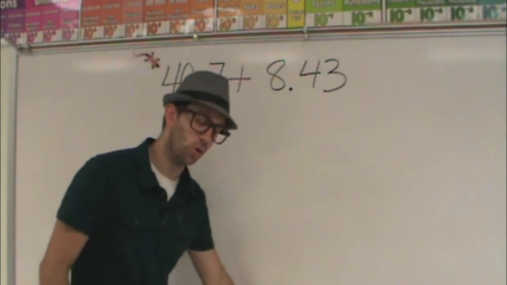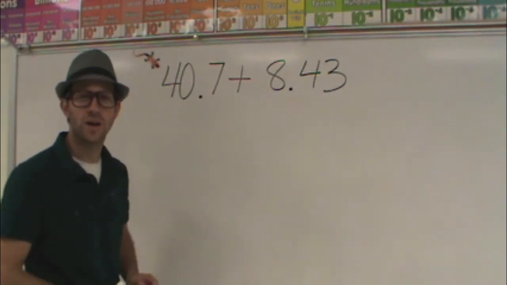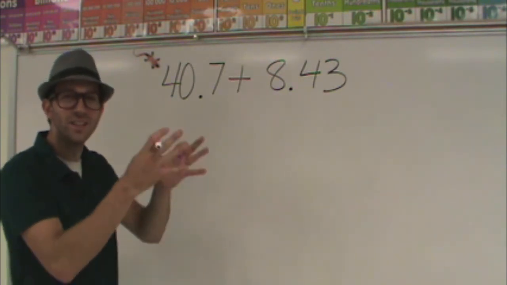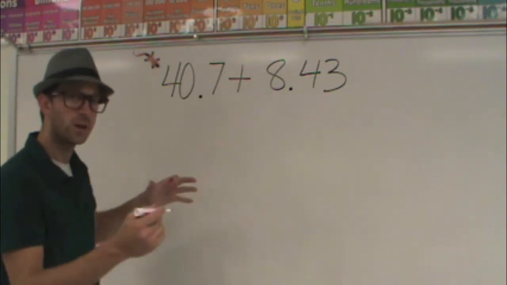For our next skill, we'll be talking about adding or subtracting decimals. There's really one key to remember here, and that is to vertically line up your place values. Got to be careful there.